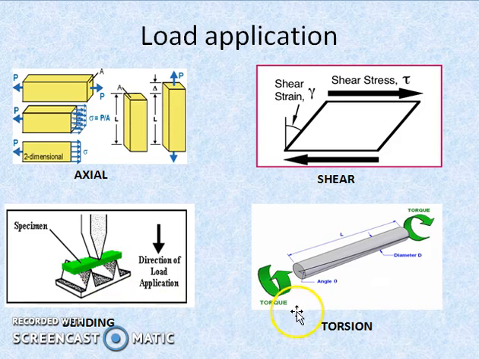Finally, torsion. Torsion is caused by loads of a rotating type. Rotating types of loads are responsible for creating torsional stress or torsional strains. So if you consider a member subjected to different types of loads, depending on the application of loads, we get different types of stresses and strains in the member.